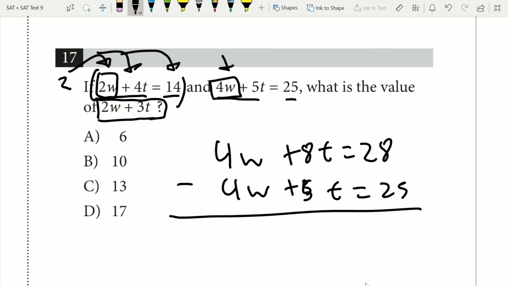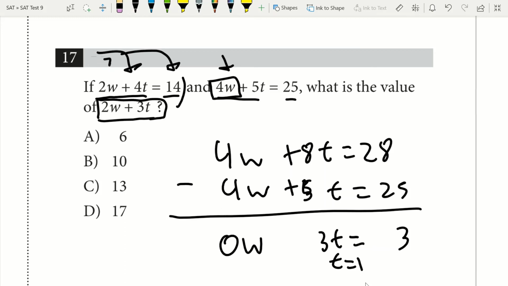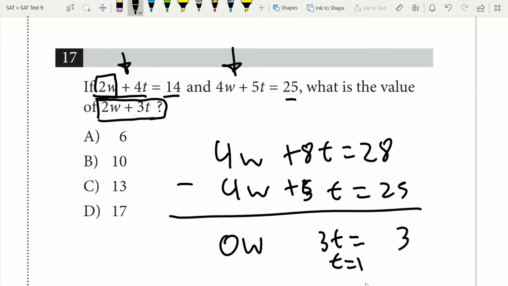Okay, I do that. I see 28 minus 25 is going to leave me with 3. My w is going to cancel there, giving me 0w. And then I'm going to have 8t minus 5t. I see 3t equals 3. Thus, t is going to equal 1 when I divide each side by 3. Now that I know t is equal to 1, I'm going to solve for 2w. Am I going to plug in that 1 for t in this equation right here or in this one? Well, I'm going to plug it into that first equation, and here's why. Then I can get 2w right away without solving for w.